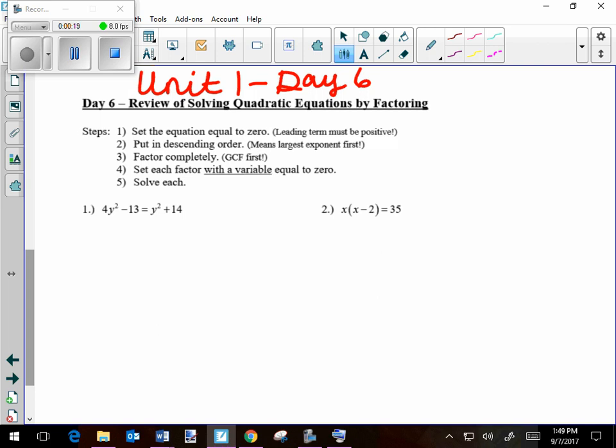So first of all, quadratic equations are equations where the highest exponent is squared. Whenever you see a squared in an equation, that means you can't solve it the same way you've been solving other equations. So the steps are, you want to get the equation equal to 0, and it has to be in descending order, largest exponent first. That's also called standard form. And you've probably heard that terminology from last year.